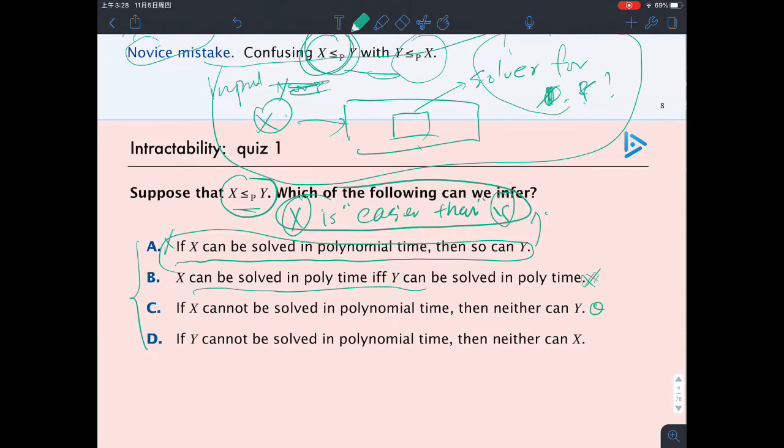The third one would be that if x cannot be solved in polynomial time, then neither can y. This is getting a bit subtle. This is actually a correct one. So let's use this sentence to help us understand why C is correct.